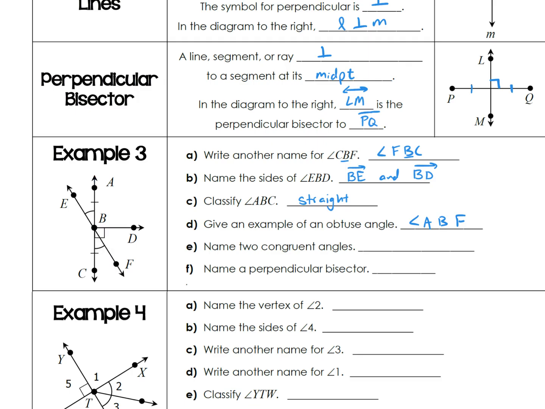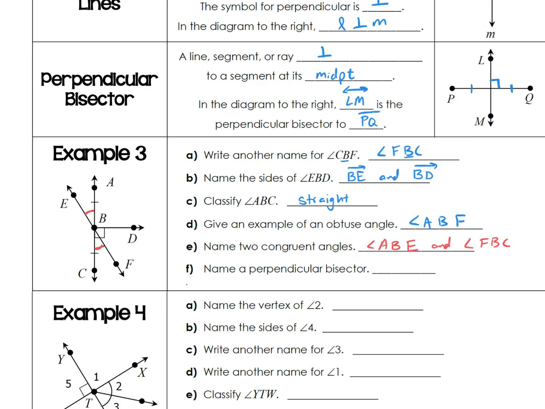All right, next up, we want to name two congruent angles. So here I'm going to look for my little congruency markings in the angles. And there they are. So I've got angle ABE and angle FBC. Those are my two congruent angles.